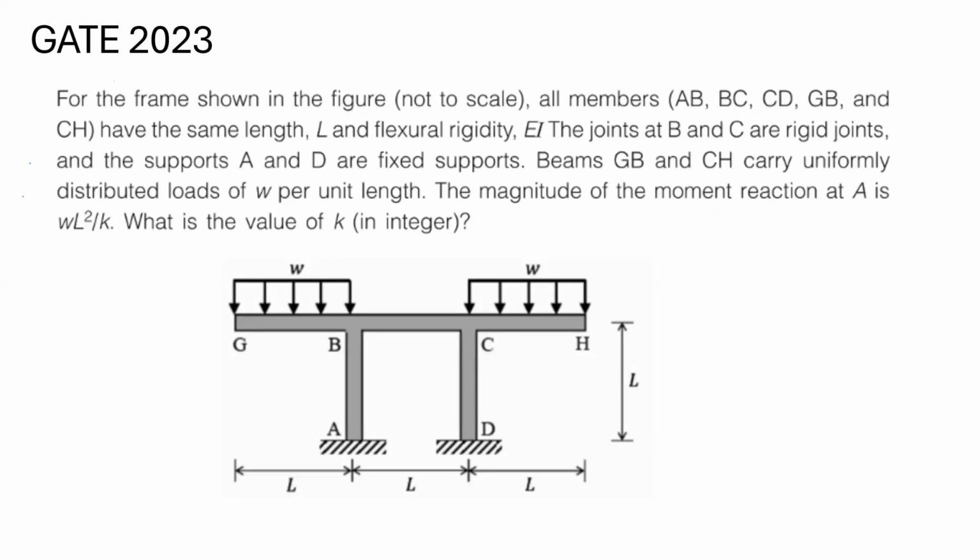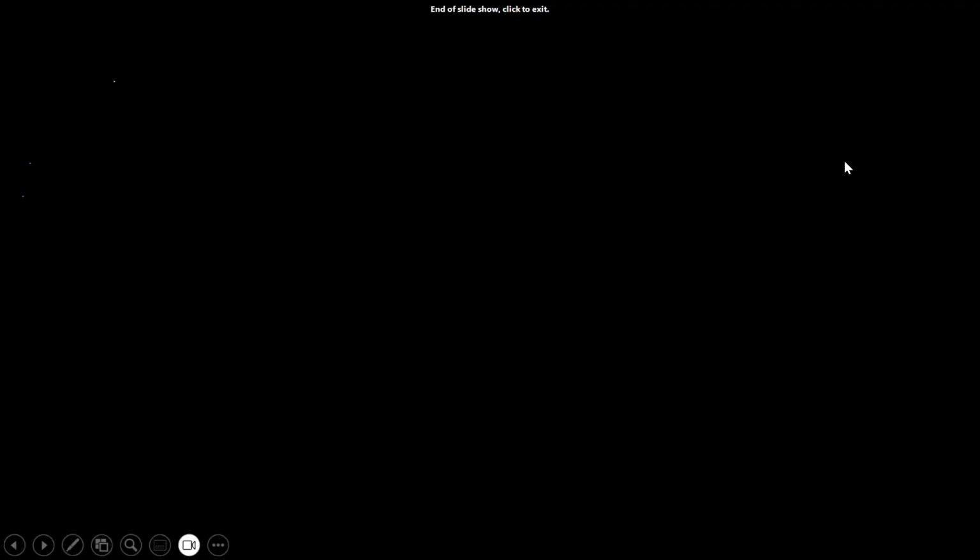This particular question can be solved either using the moment distribution method or using the stiffness matrix method. Correct? Using both methods, please solve this example and calculate the value of K. Such types of examples are there. We will discuss more in the coming lectures as per our schedule, right? Okay, so I think this is all from my side.